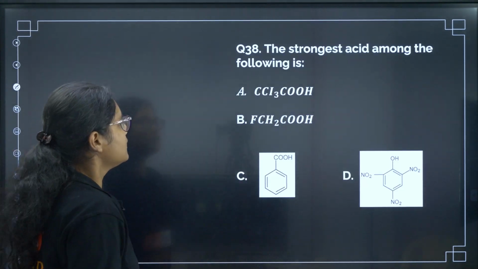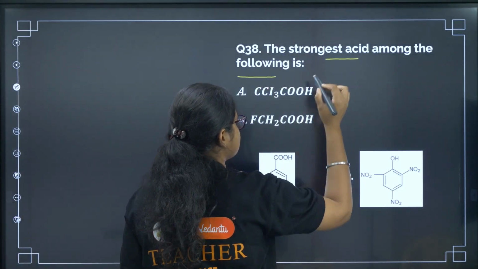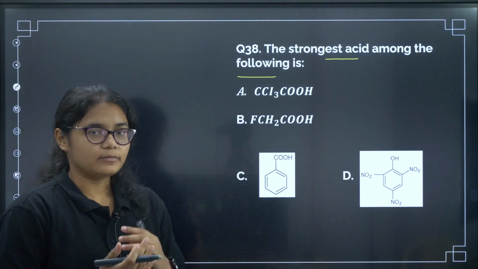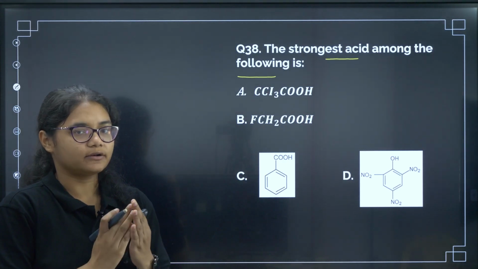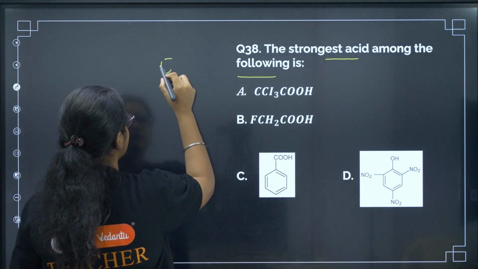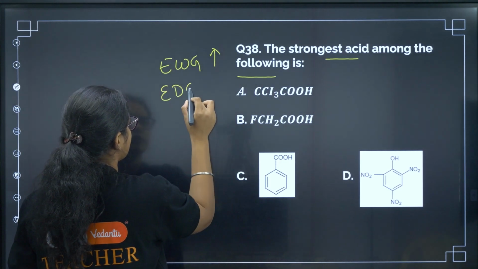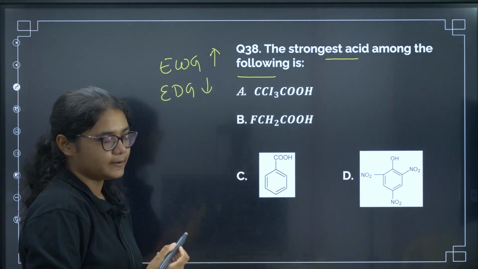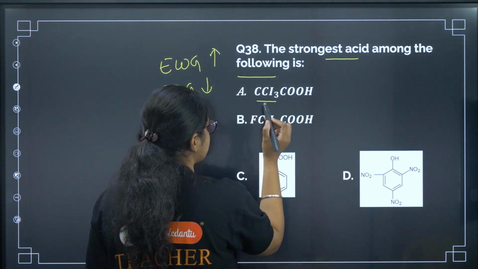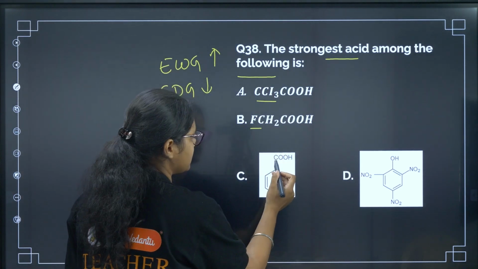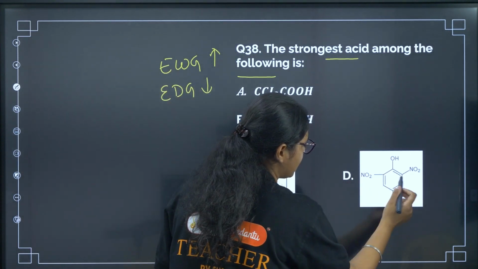Next question. Strongest acid among the following. Such type of questions are asked very commonly to find out the acidity order. So what should be the concept here? If we have electron withdrawing group, it increases the acidity. Electron donating group decreases the acidity. Now if you see here, we have Cl3 group, here we have one fluorine, here one acetic acid, and here we have 3 nitro groups.